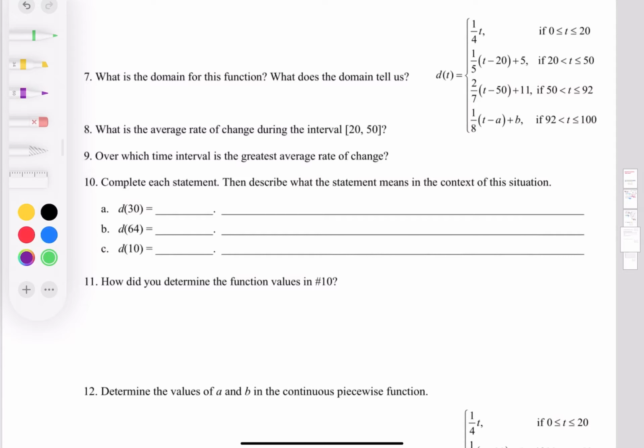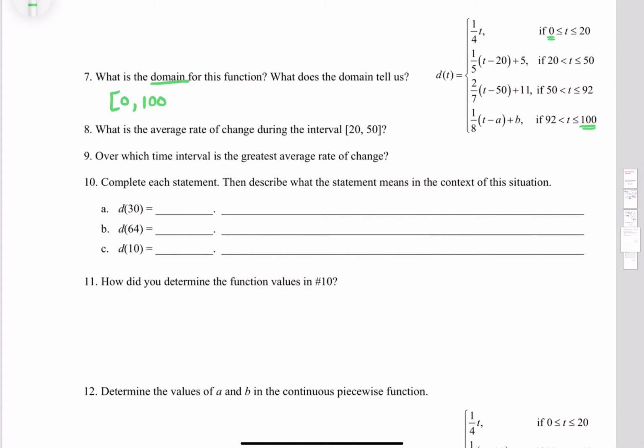Now, remember, the domain is our beginning and our end. Well, the beginning of Rasheed's bike ride is 0 minutes, and the end is at 100 minutes. So we're starting at 0 minutes and we're ending at 100 minutes. So we have these brackets, or again, you can put it in inequalities. But basically, this is telling us that he's biked for a total time of 100 minutes. So there's a total time of 100 minutes in his bike ride.